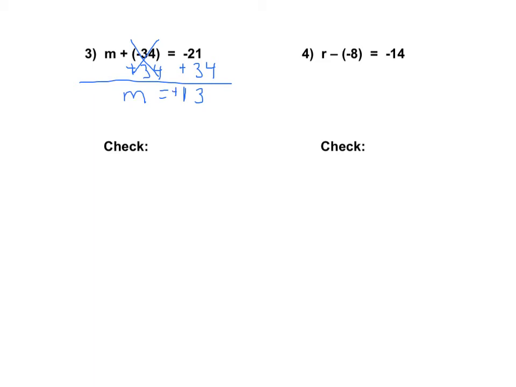Now I'm going to check. So I put a positive 13 plus a negative 34 to substitute in, and I do indeed, if you check it on the calculator, you get a negative 21.